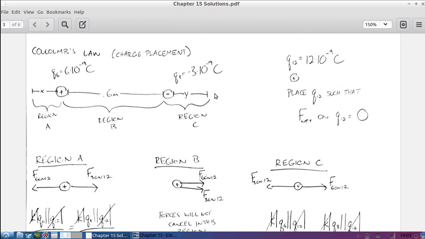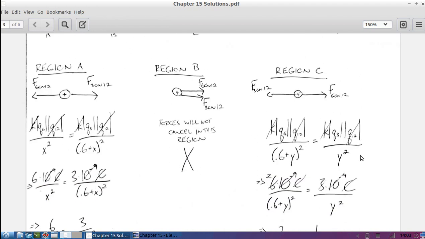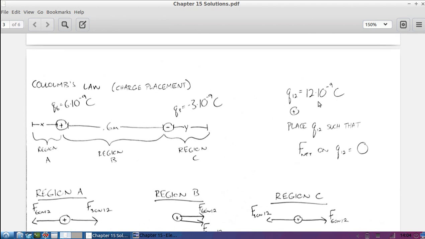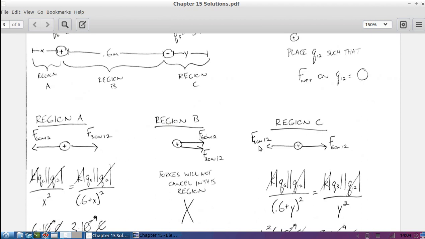So I'm going to call this distance y, and I'm setting it up the same way. The only difference is the distances are going to change. So the force by the 6 nanocoulomb charge on the 12 nanocoulomb charge is K, Q6, Q12, but now we've got a new distance. I'm over on this side. What's the distance between where I'm going to put the 12 nanocoulomb charge and the 6 nanocoulomb charge? It's 0.6 meters plus y. So I'm farther away from the 6 than I am the 3, which is contrary to what was happening in region A, which is good.